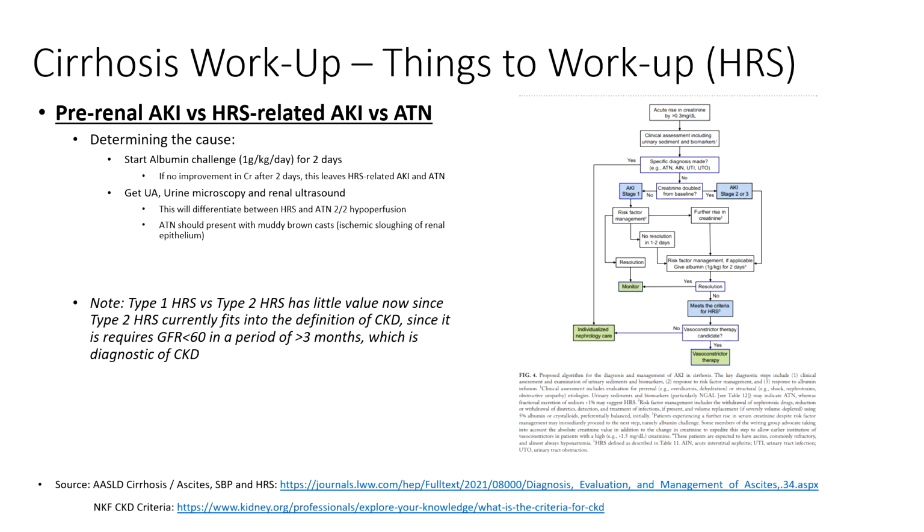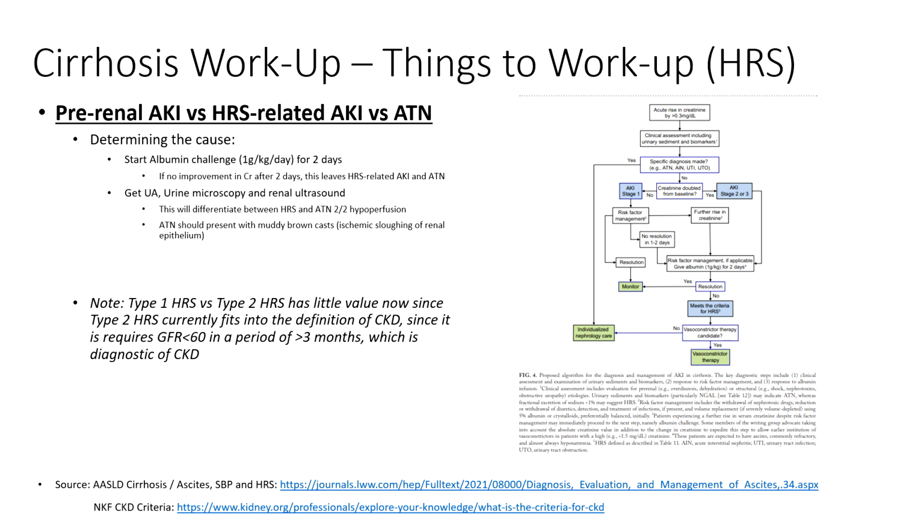Next, we have hepatorenal syndrome, or HRS. The first step in this process is to make sure that the patient actually has HRS versus prerenal AKI from decreased intravascular volume, or ATN from hypoperfusion. The first step is to provide an albumin challenge of 1 gram per kilogram per day for 2 days. This is effectively the same thing as giving a fluid bolus that doesn't leave your vasculature.